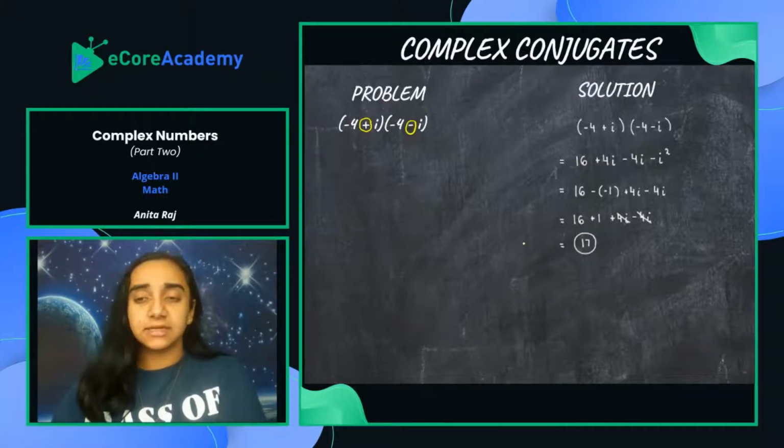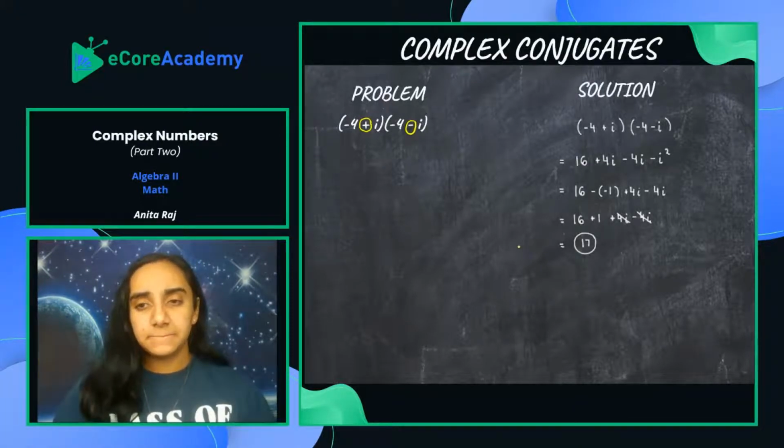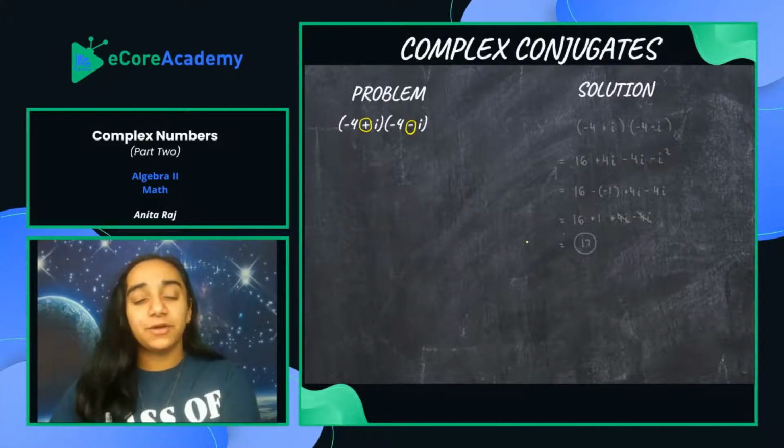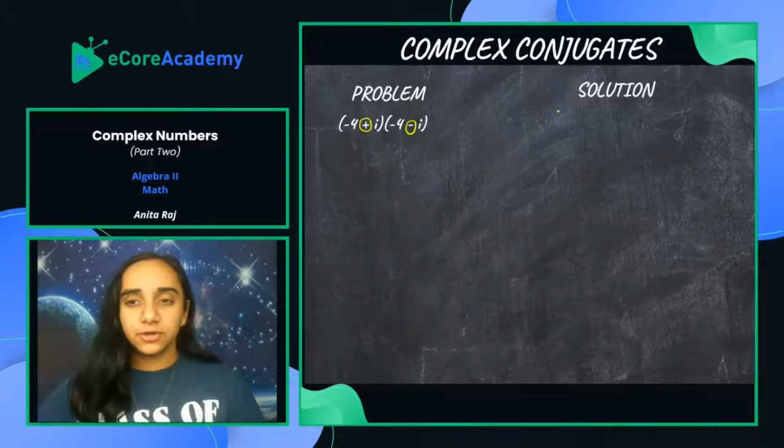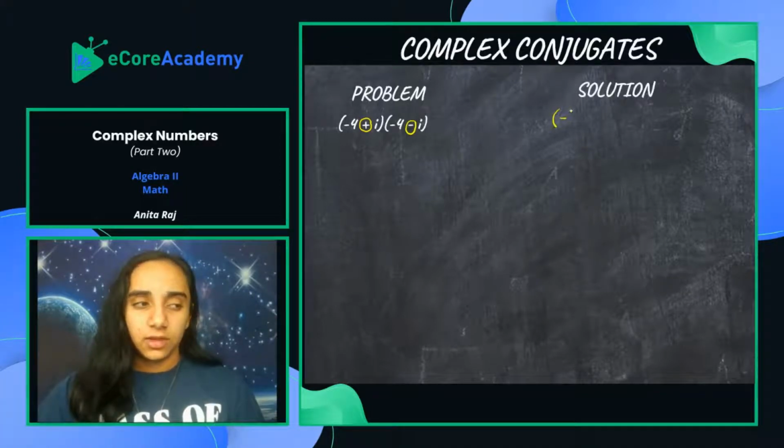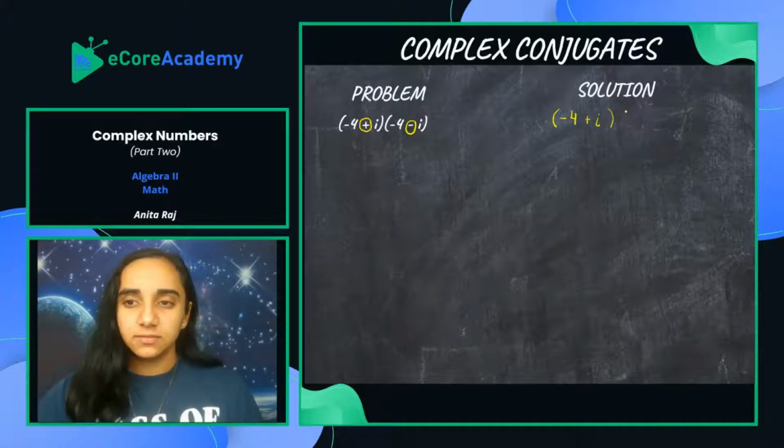So just take a second and copy that down if you want to. Okay, hopefully that was enough time to copy it down. I'll be going through it with you now. So what we're going to do is rewrite the problem as negative 4 plus i times negative 4 minus i. And I know I wrote complex conjugates up here, so don't get daunted by that word.